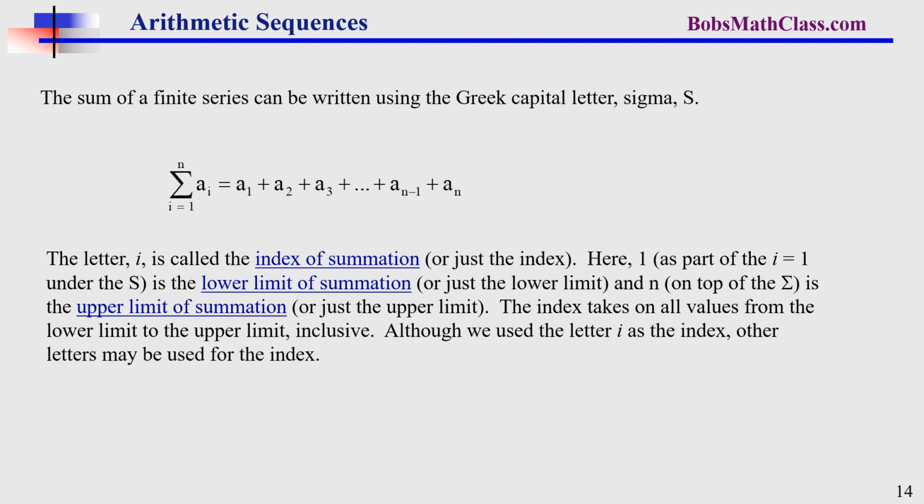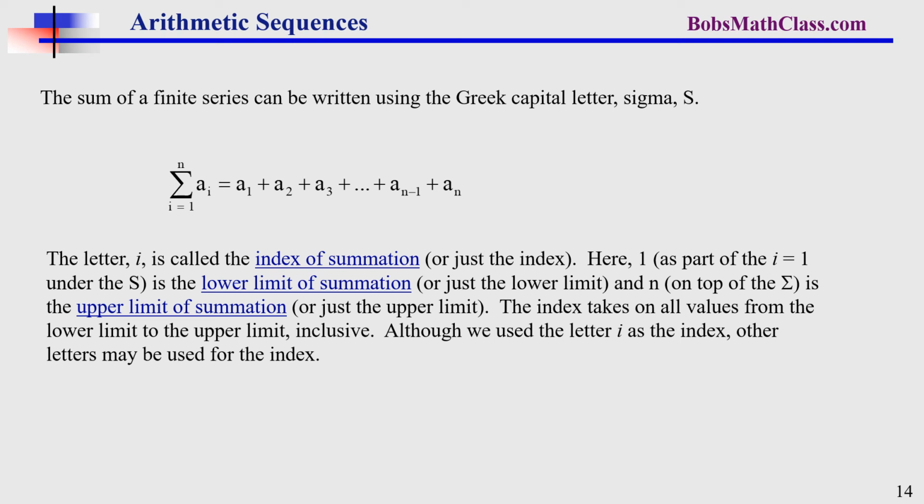On the bottom is i equals 1, and on the top is n. The letter i, in this case, doesn't have to always be i, it could be another letter. It's called the index of summation. Sometimes we just say the index. The i equals 1 under the sigma is called the lower limit of summation, or just the lower limit. And the n on top of the sigma is the upper limit of summation, or just the upper limit.